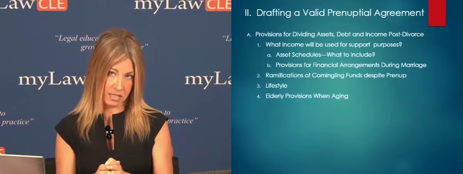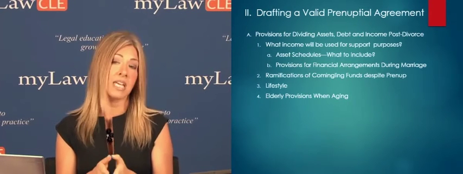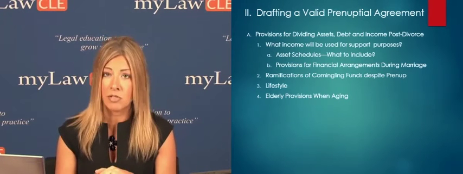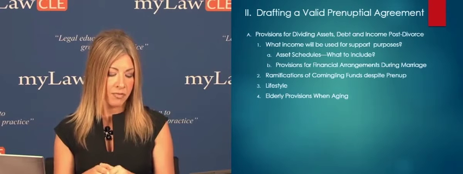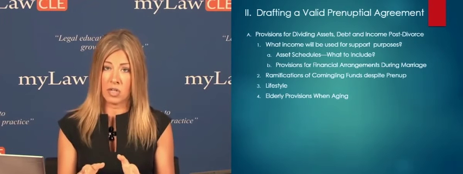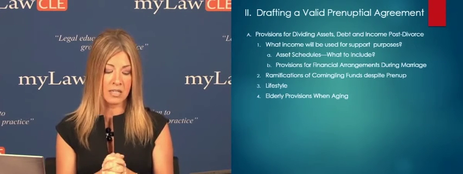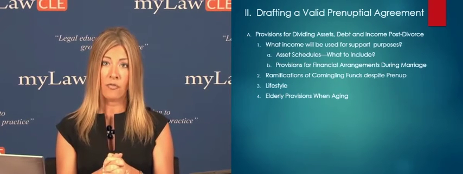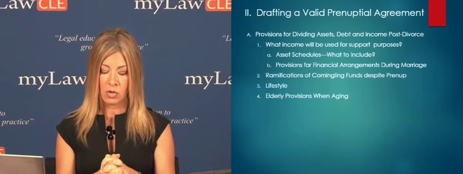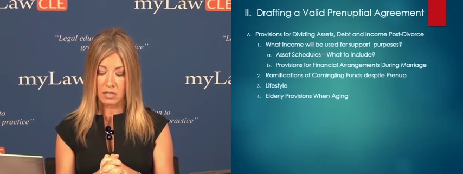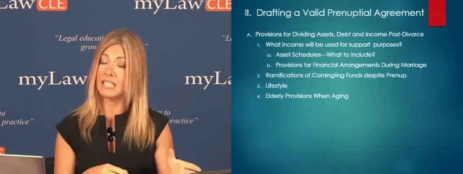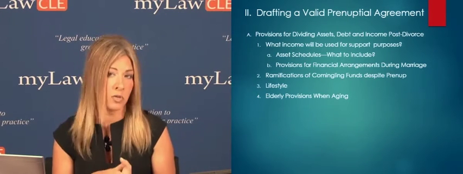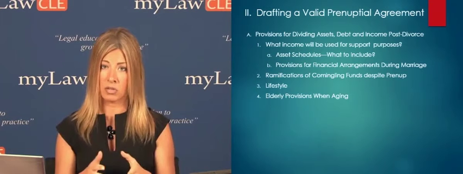So if they haven't waived alimony, if they've left alimony open, or in some states they call it maintenance or spousal support, if they leave that as an available option upon divorce, you're going to need to make sure that you define exactly what is going to be used for those calculations. So for instance, you may define in the prenuptial agreement that base income is only going to be used, that bonuses are going to be excluded, stock options are going to be excluded, or something along those lines.